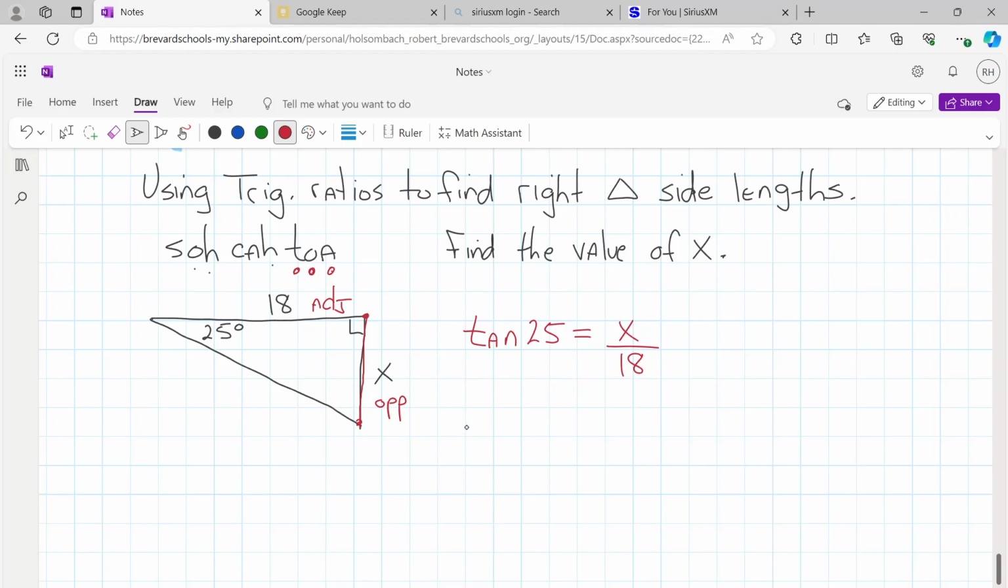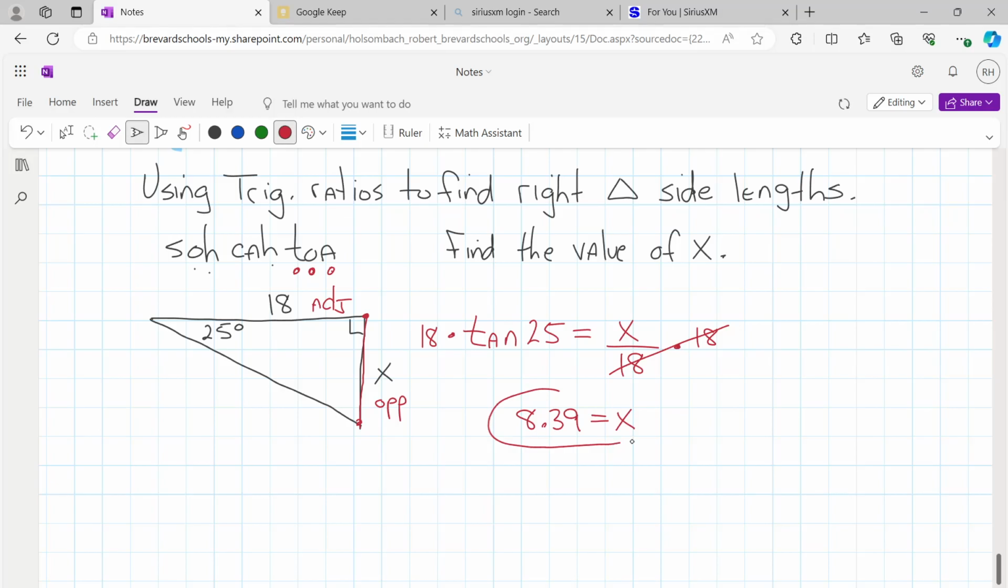The next thing you do is you solve for x. And you do that by multiplying both sides by 18. The two 18s on the right, they cancel out. And in your calculator, if you're using the TI-30XA that I asked you to buy back in August, here's what you're going to type. 18 times 25 tan means push the tan button and hit equals. And you should get 8.39. And that's equal to your x.